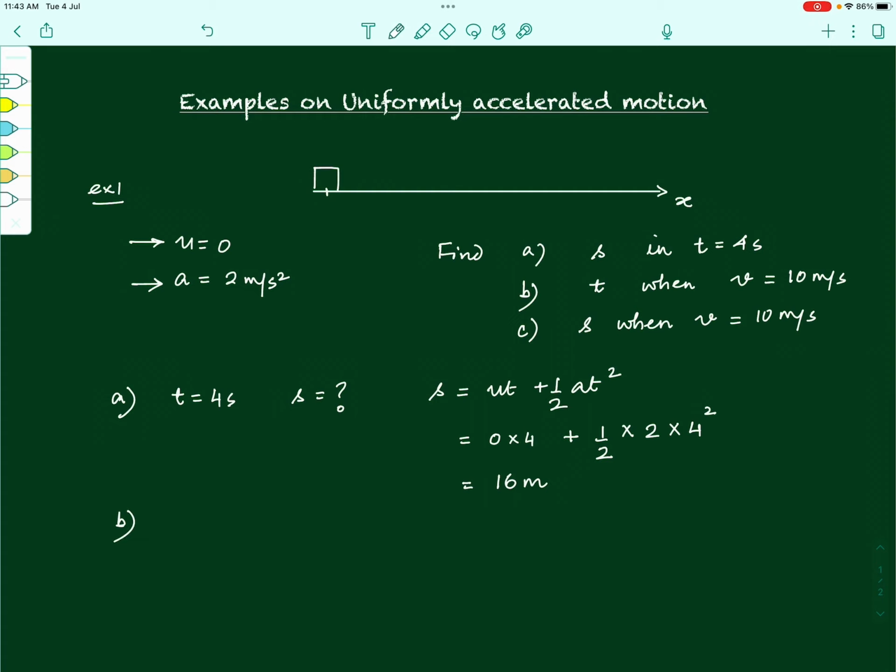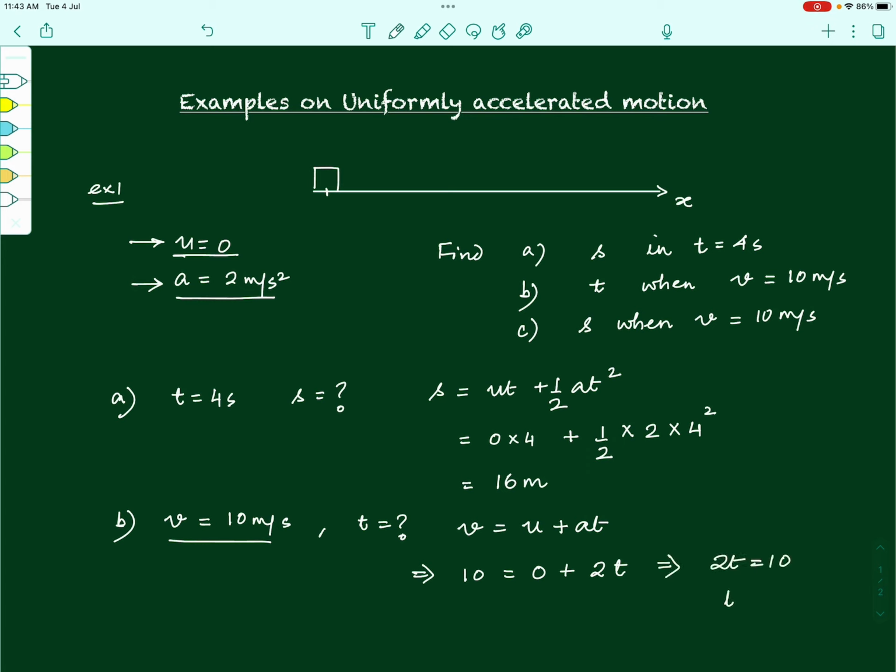For the second part of the question, where we are given that the velocity acquired by the body is 10 meters per second and we are supposed to find out the time in which this happens. This time, for finding out the time when the final velocity is given, the initial velocity is given and acceleration is given, clearly we can use the first equation of motion, v is equal to u plus at, where v is given to be 10, u is 0, plus a is 2 times t, which we are supposed to find out. We can just solve this equation to get 2t is equal to 10 or t is equal to 10 by 2, that's 5 seconds.